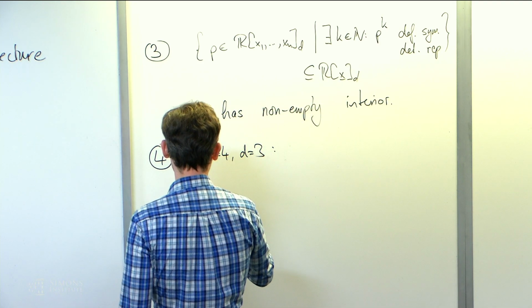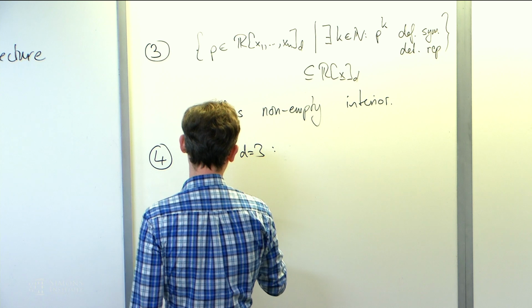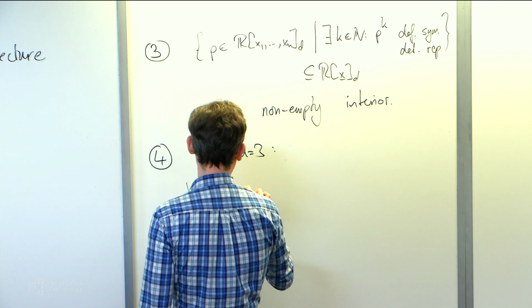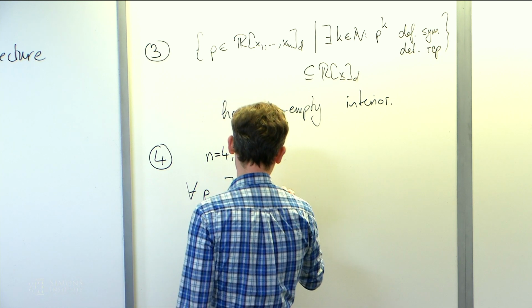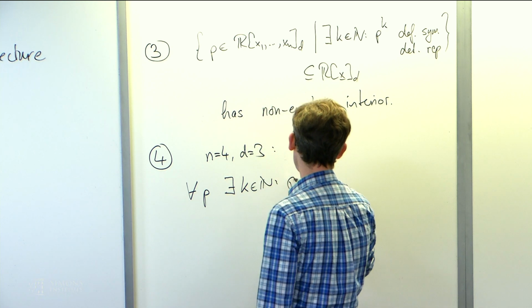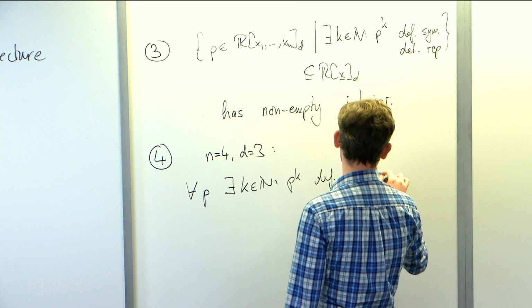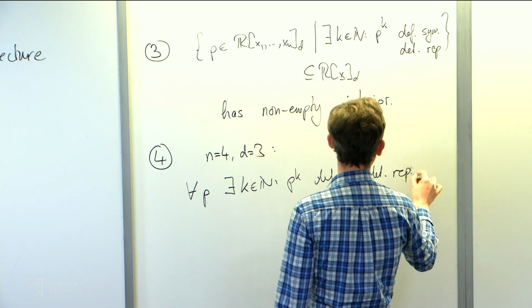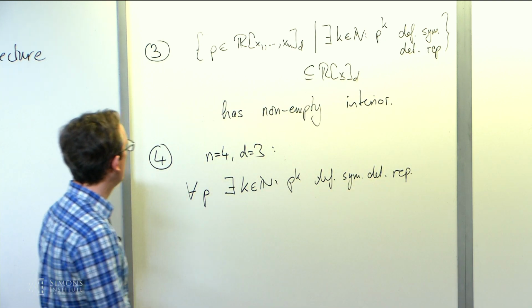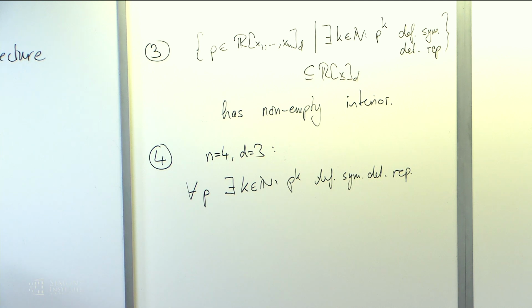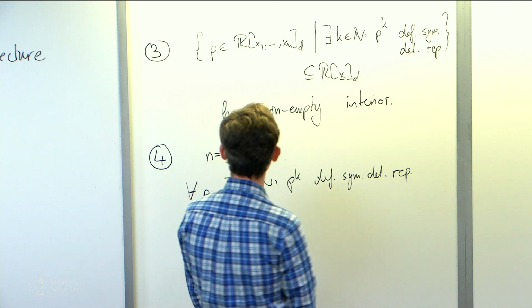So for every hyperbolic polynomial, there exists a power, maybe, such that p to the k has a definite symmetry. The particularly interesting case is cubics in 4 variables. It could still be true. We don't have a counterexample. It could also be false. And nobody has decided this case yet. Sort of the smallest interesting one.